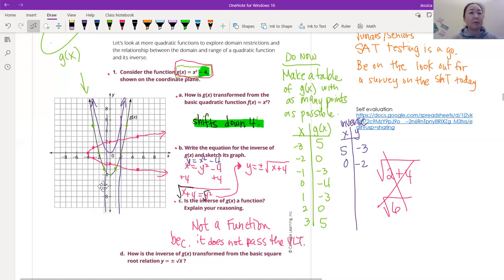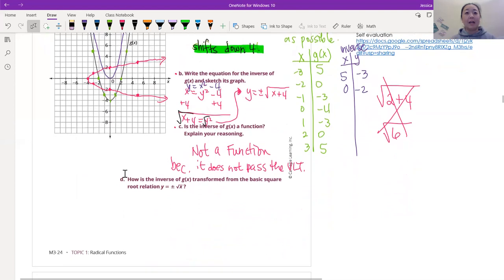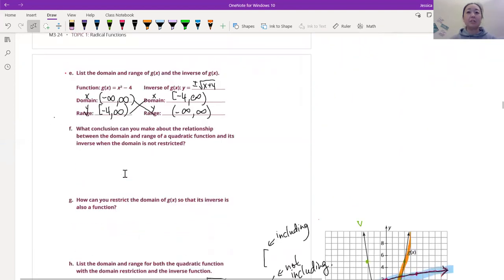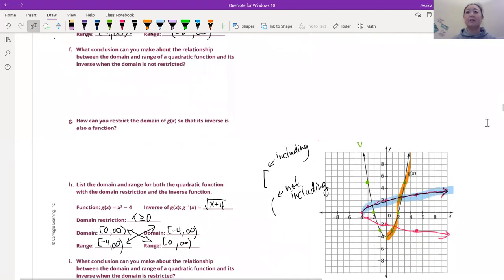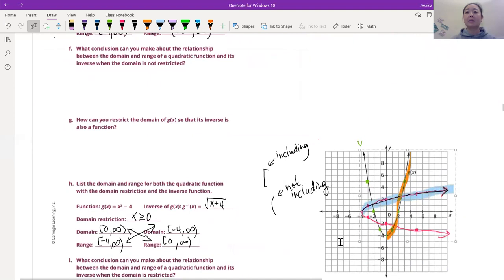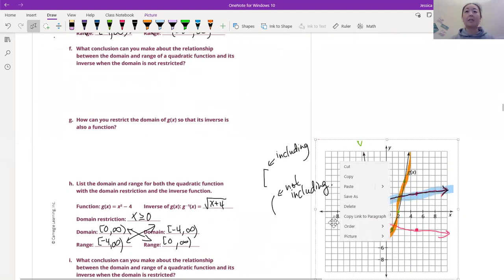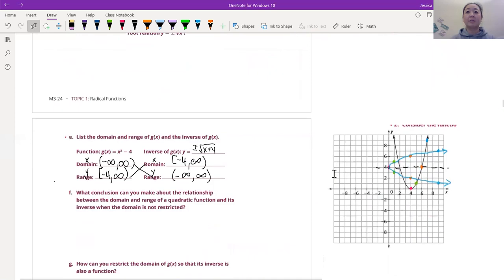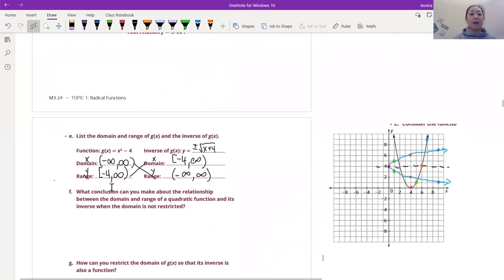So the question is, how can we make it into a function? What can we do? That's what today's about, these domain restrictions. We'll get there. If you notice right here, let me bring this back. Just copy this, bring it right up here. Okay, so we're doing the domain and range of both the function and its inverse.